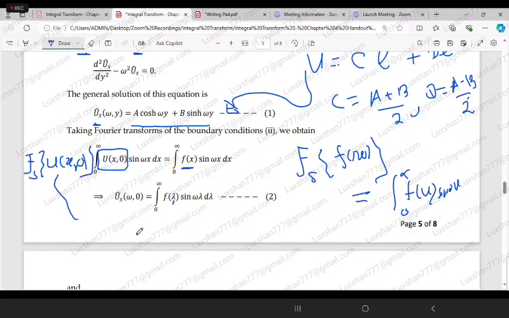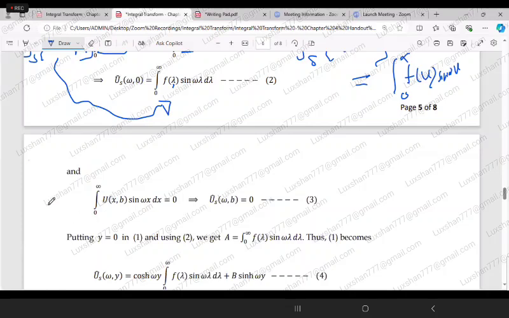So this initial condition is now transformed to the Fourier transform. Therefore, the Fourier sine transform of this initial condition is in this form. Similarly, the second one, what is it? This is actually the Fourier sine transform of u(x, b).